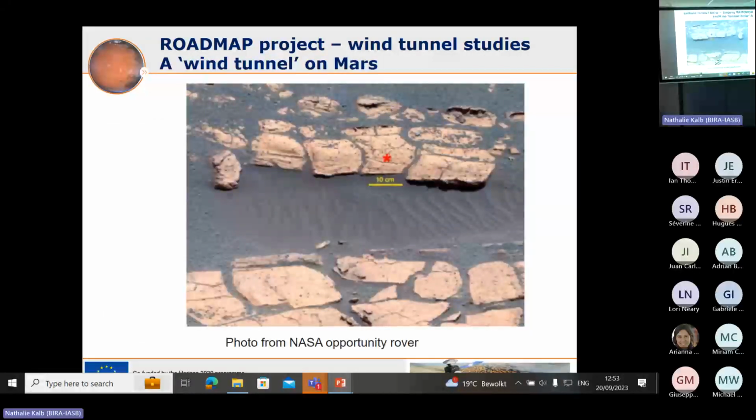One of the referees for one of our papers criticized us because they said that Mars doesn't look anything like a wind tunnel. I disagree. I think this looks almost exactly like our wind tunnel. In fact, it's almost the same dimensions, and clearly it's got sand in, which is making ripples. So yeah, that's pretty cool, I thought.